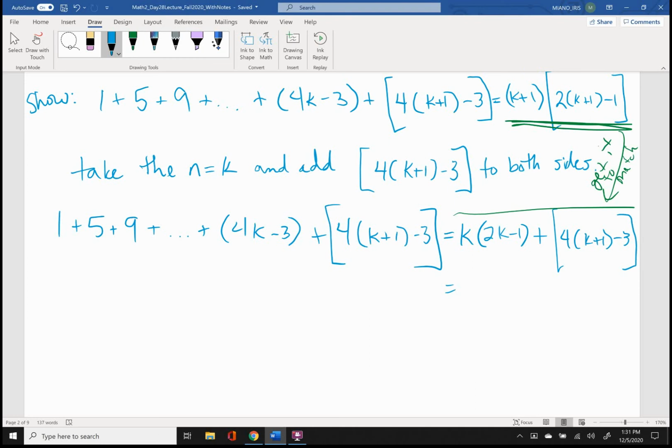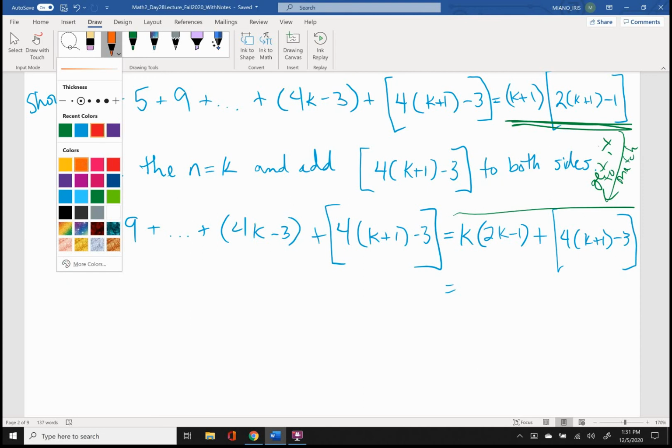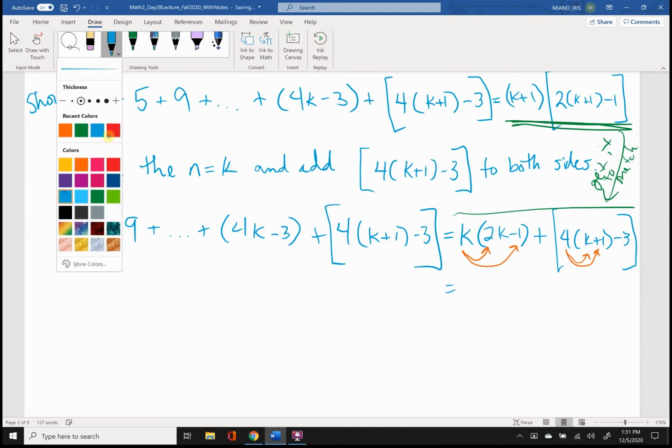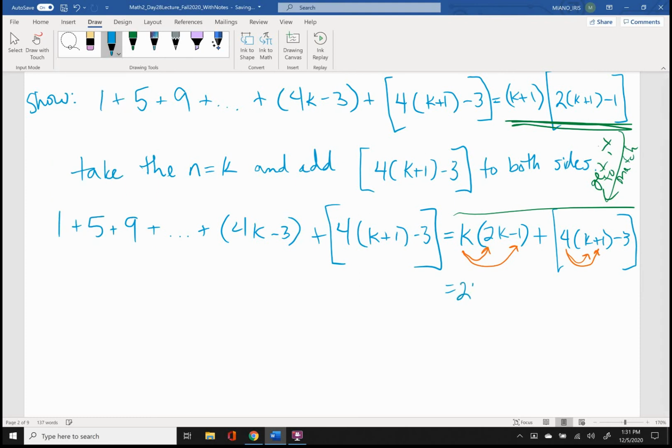So watch this. I'm going to give myself another color here in order to show the distribution here and here, and then I will also subsequently combine like terms. Cool, so this will become 2k squared minus k plus, and we could drop the brackets at this point, and when we distribute through here on this 4, we can drop the parentheses, and that'll give us 4k plus 4 minus 3. So go ahead and combine all like terms, and you'll get 2k squared plus 3k plus 1.